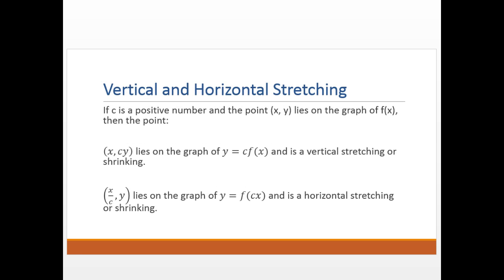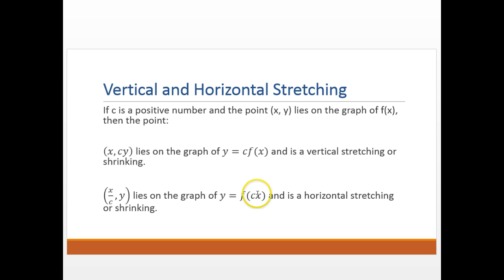Let's talk about vertical and horizontal stretching. If we let c be a positive number and we pick a point x comma y that lies on the graph of f of x, then if I multiply my function f of x by c, if y equals c times f of x, this is a vertical shrinking or stretching, and the point x comma cy lies on this graph. It should make sense that the x is not affected by anything you plug in, and the c only affects the y value.